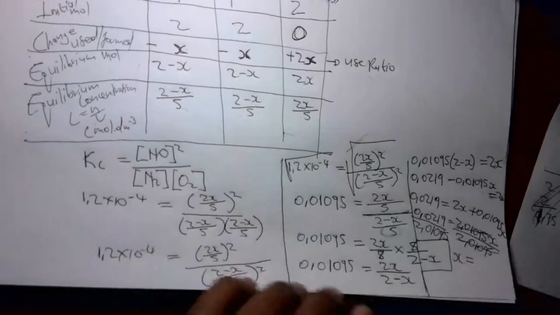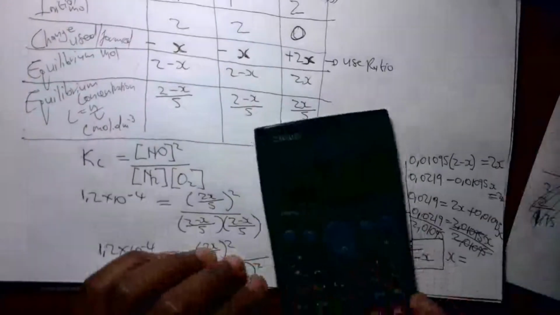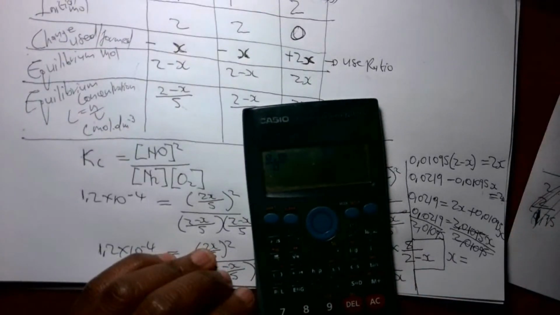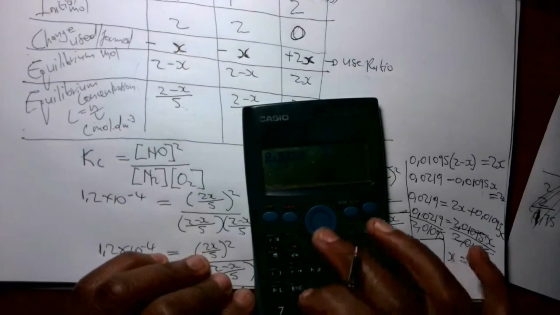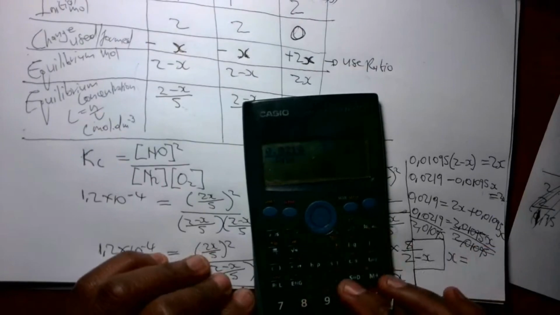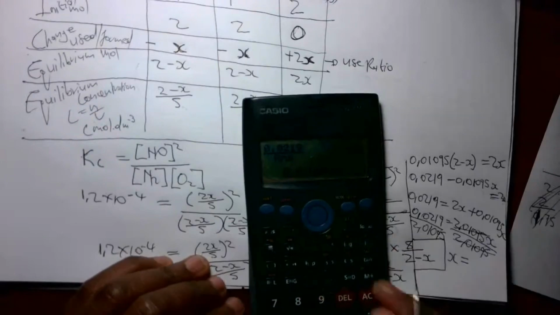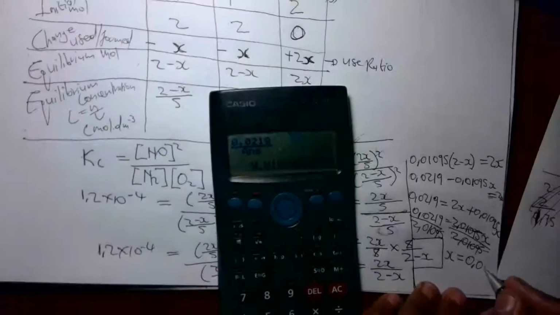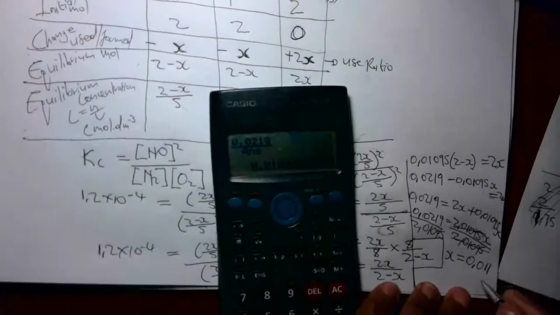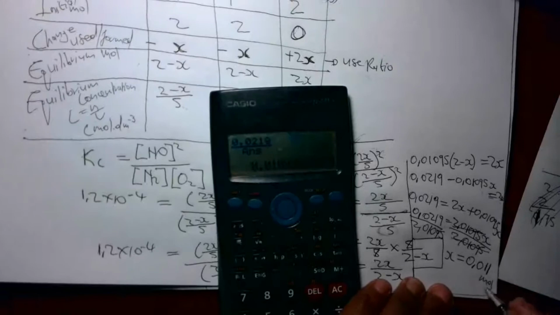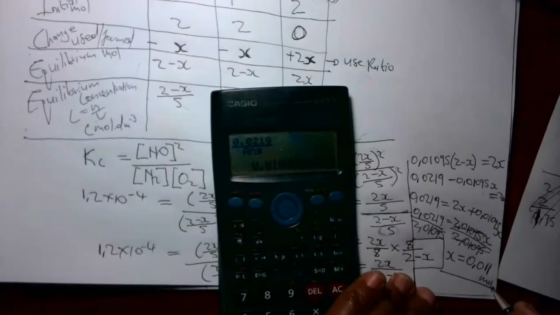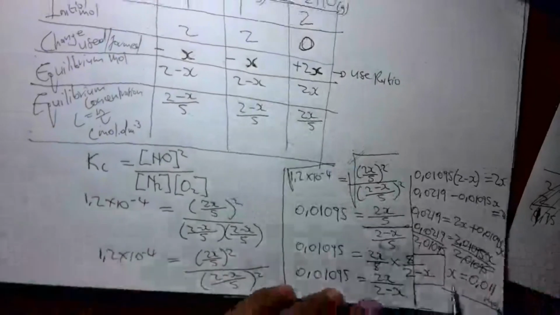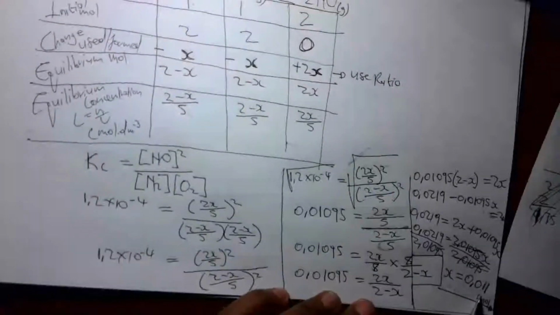X is going to be equal to 0,0219 divided by 2,01095. The answer is going to be 0,011. So this x is equal to 0,011 mole.